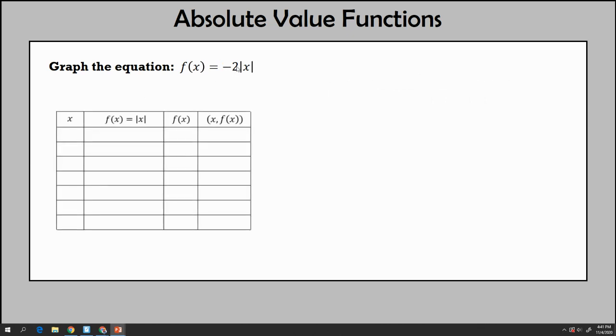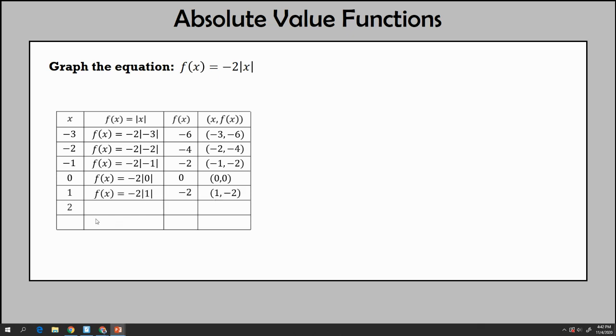-2x. What happens when I multiply by a negative number? Well, let's just go through the process. The absolute value of -3 is 3, times -2 is -6. So -3, -6. Absolute value of -2 is 2, times -2 is -4. Absolute value of -1 is 1, times -2 is -2, right? Keep going here. Absolute value of 1 is 1, times -2, -2. And you can see how this is going to work out.